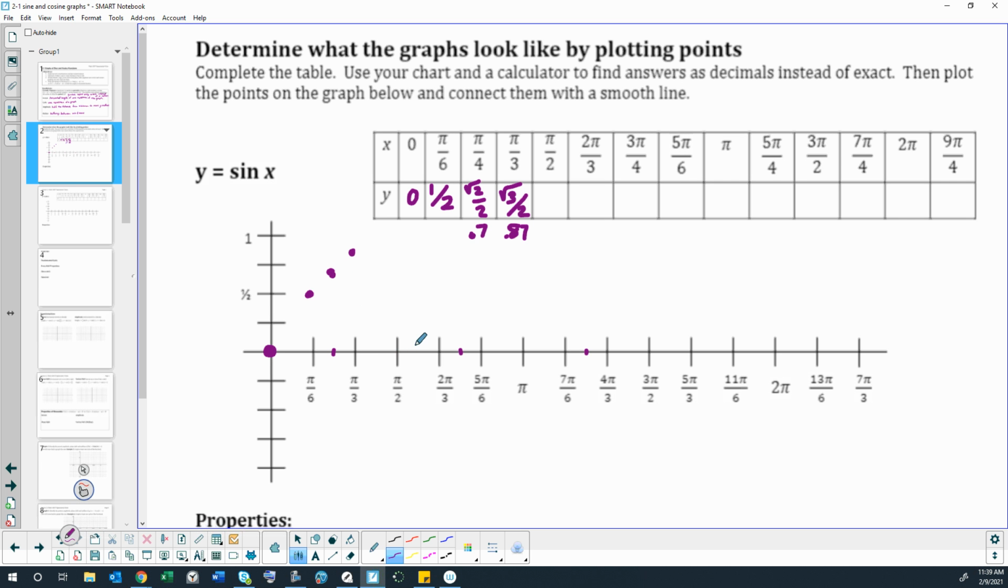Okay. Then we have pi/2. What's the sine of pi/2? Sine of 90 degrees.